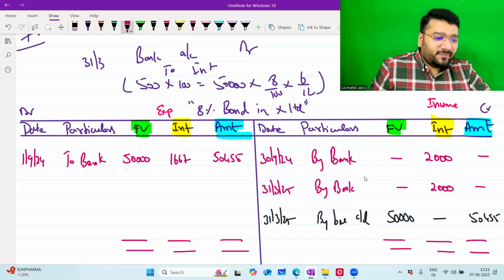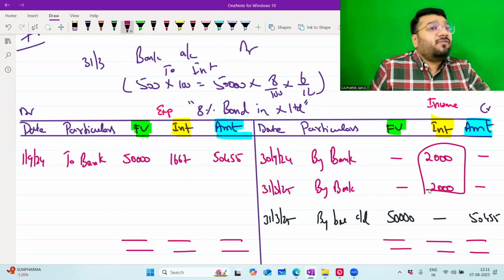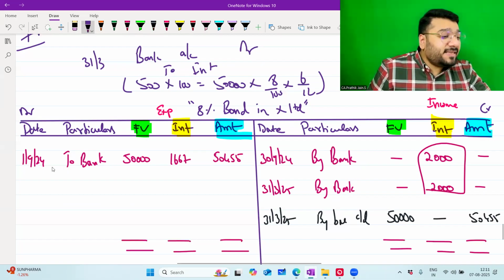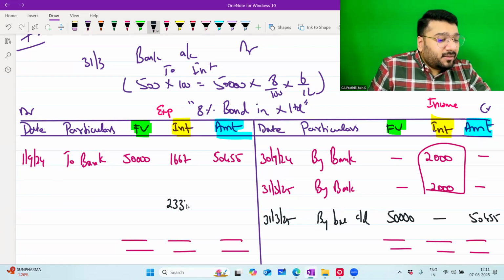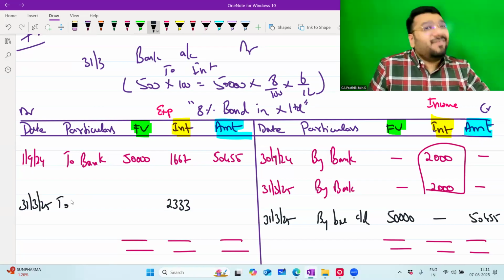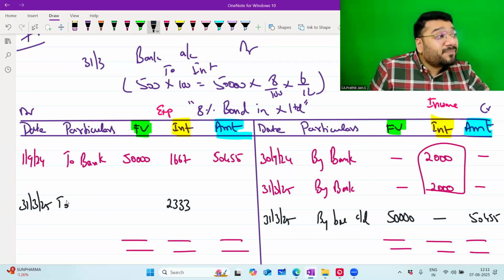2,000 plus 2,000, 4,000 rupees income received. In that, how much is paid? 1,667. So what is the balance in your hand? 2,333. So on 31/3/25, the balance will not come. P and L will come because this is a nominal account. You have to transfer it to the P and L.